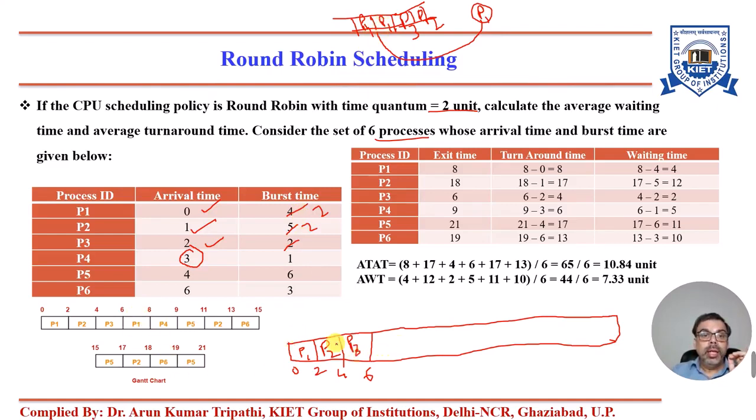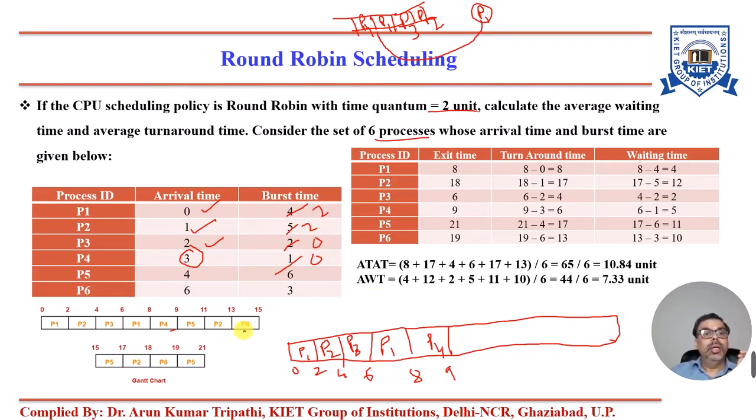Now in the ready queue there is a process P1. So P1 will execute for 2 milliseconds, that is 8, and then after that P4 will get executed. P4 requires only 1 millisecond, so it will execute only for 1, that is 9.